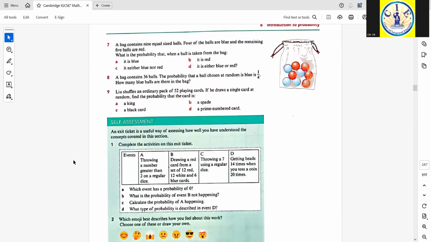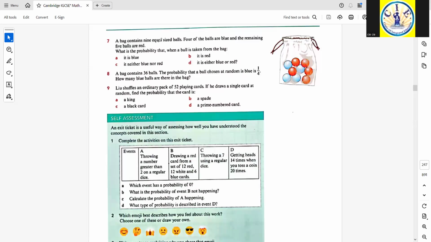Now it's question number 7. A bag contains 9 equal sized balls. 4 of the balls are blue and the remaining balls are red. So that means red are 5. What is the probability that when a ball is taken from the bag, it is blue? Probability of a blue ball is 4 divided by total balls are 9. Like you may understand it, 4 blue and 5 red. So that would give you 4 by 9.